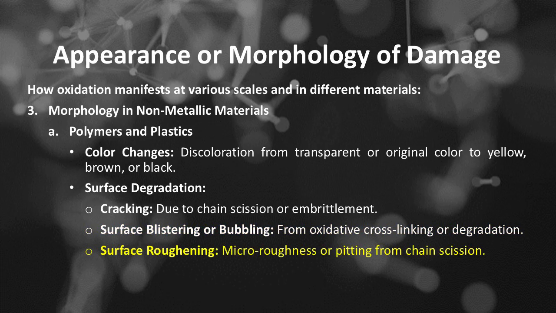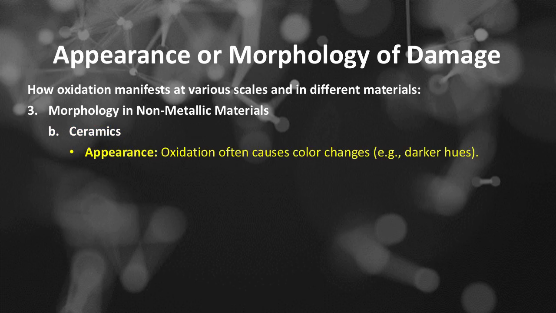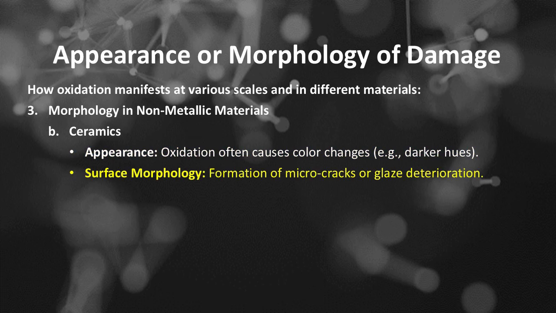Surface roughening, micro-roughness or pitting from chain scission. Number B, morphology in nonmetallic materials is ceramics. Ceramics appearance: oxidation often causes color changes, e.g., darker hues. Ceramic surface morphology: formation of microcracks or glaze deterioration.